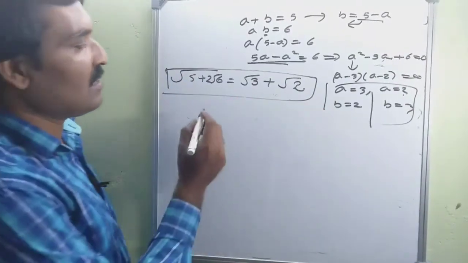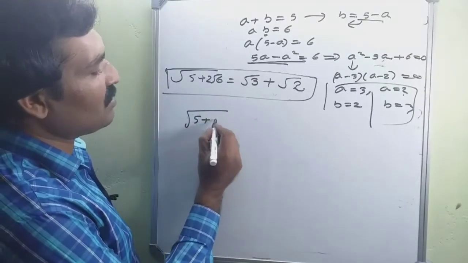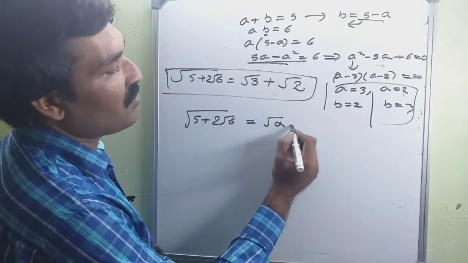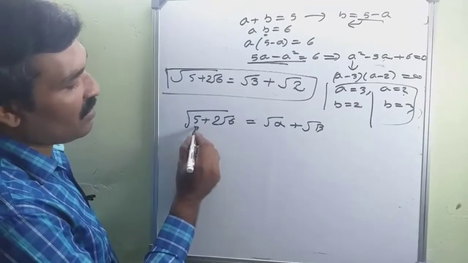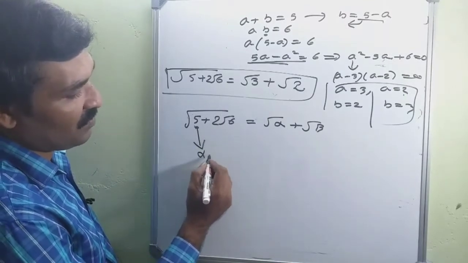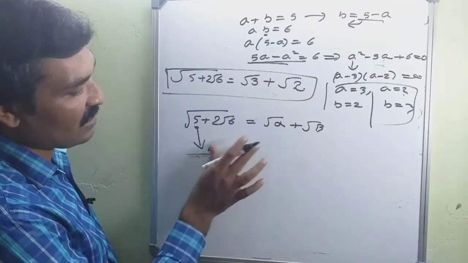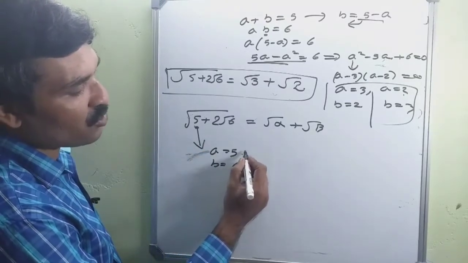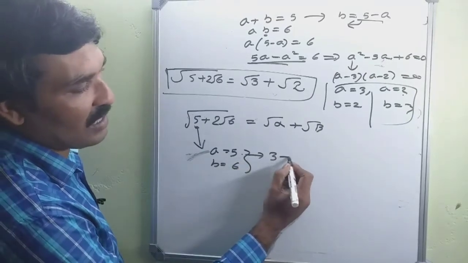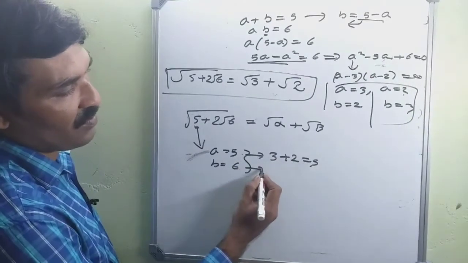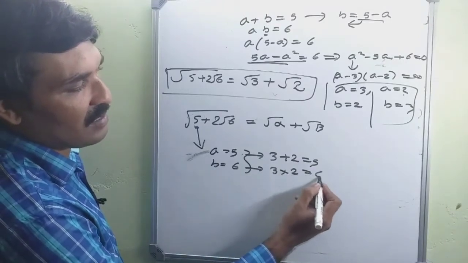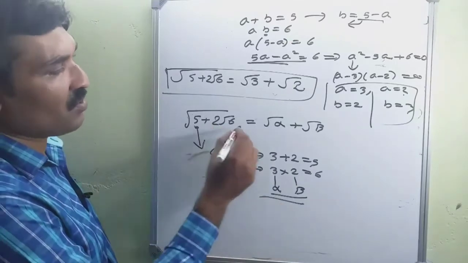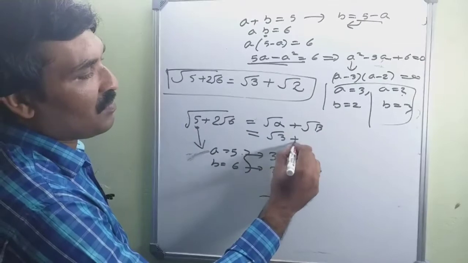By our procedure, the answer is root of 5 plus 2 root 6 is equal to root alpha plus root beta. Now we want to find two numbers, alpha and beta. So 5 is our a and 6 is our b. So we can choose two numbers, 3 and 2. That is 3 plus 2 is equal to 5, and 3 into 2 is equal to 6. So this is alpha and this is beta. The condition is satisfied. So the root is equal to root 3 plus root 2.